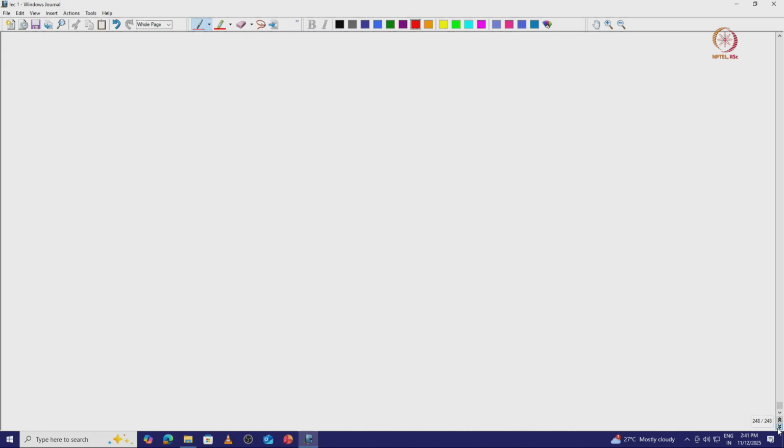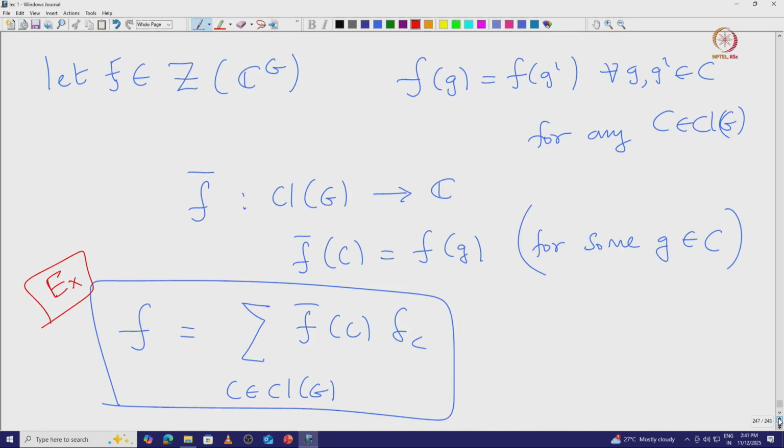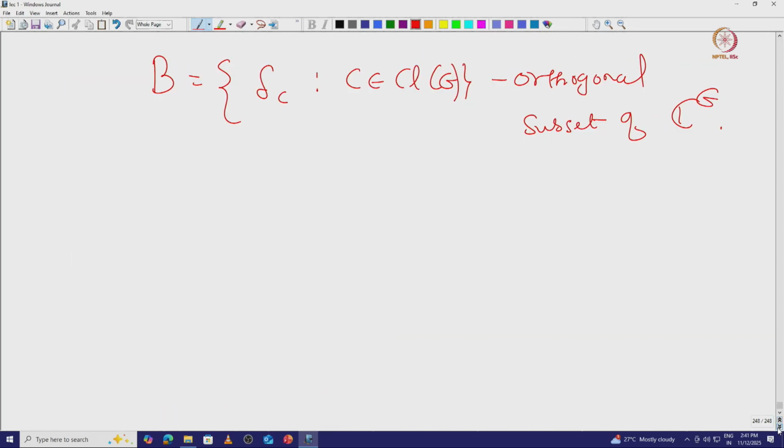To prove it is a basis, we straight away prove that it is an orthogonal set. So, this B, the set of functions delta C, C coming from CL of G, is an orthogonal subset of C G. Once we prove this, it is immediate that it forms a linearly independent subset. Since it spans Z of C G, that would imply immediately that this is indeed a basis. So, how do we prove this?